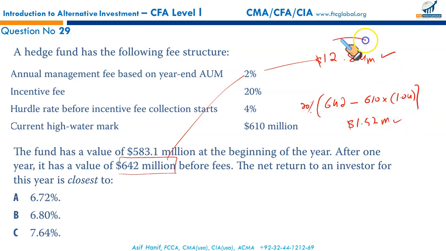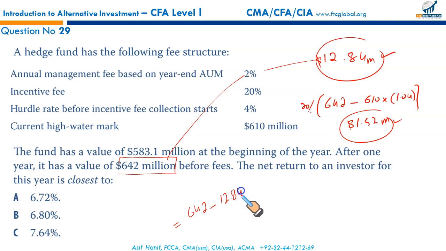This incentive fee combined will be deducted from the ending value of the fund so as to calculate the net return. So what you are going to do, 642, the end value, less 12.84, that is the annual management fee, less incentive fee. So this is the net available for the funds out of the total initial value 583.1. And if you do the simplification, you would get 7.64%. So that makes C the correct option.